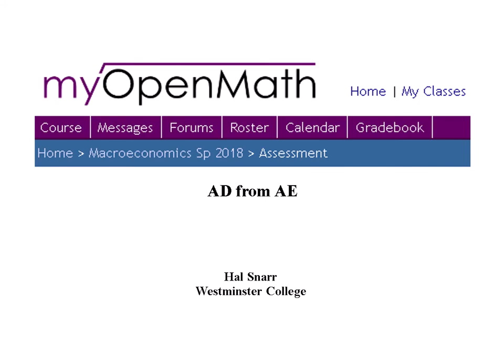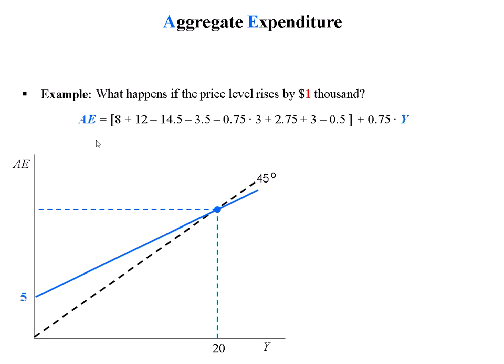Okay, in question 2 of tutorial 7, we're going to derive aggregate demand from our aggregate expenditure model. Okay, so this is a model with numbers that we should all be familiar with. Wealth is 8 trillion. Future expected income is 12 trillion. The price level is 14.5. The real rate of interest is 3.5%.